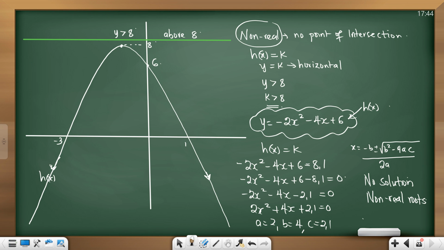h of x equals k. y equals k is a horizontal line. When they say non-real, it is where that line will not have an intersection. Are we okay? I want to go beyond this question.